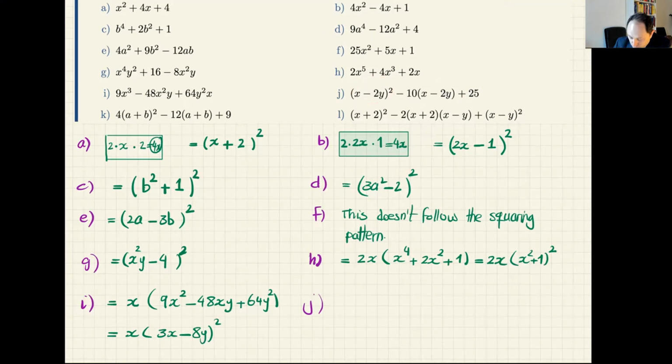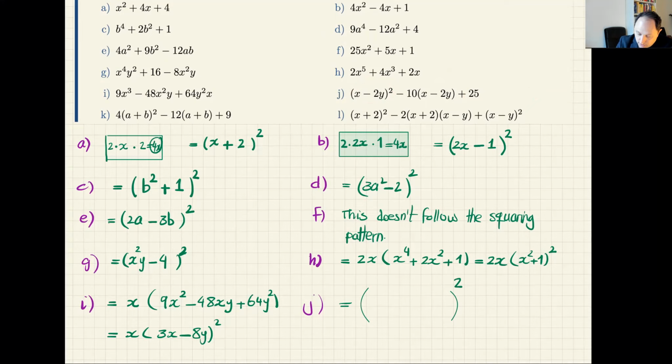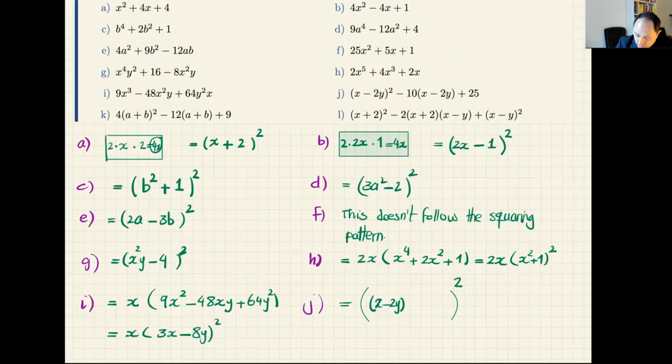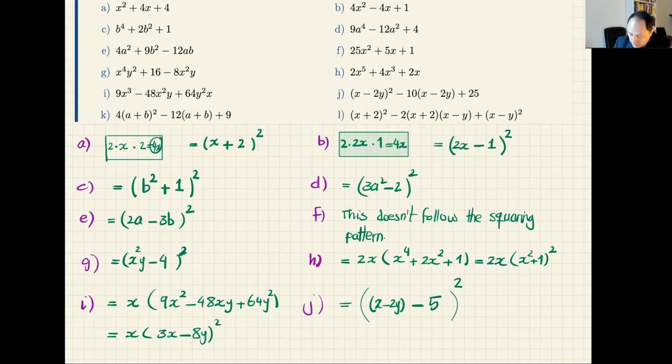So what I need to do, I open a pair of brackets, yes, and I put a power of 2. I take the square root of the first one, which becomes x minus 2y. I take the square root of this one, which becomes 5. And then I see that this middle term is negative, so I put a negative sign here. Even though this is completely correct, in mathematics, whenever you can get rid of extra things, you should get rid of them. So I really don't need this pair of brackets.